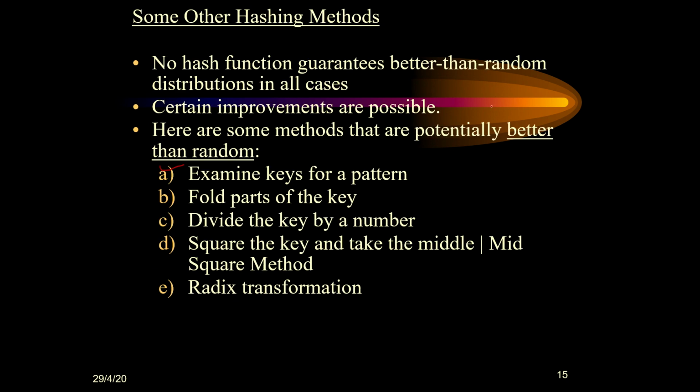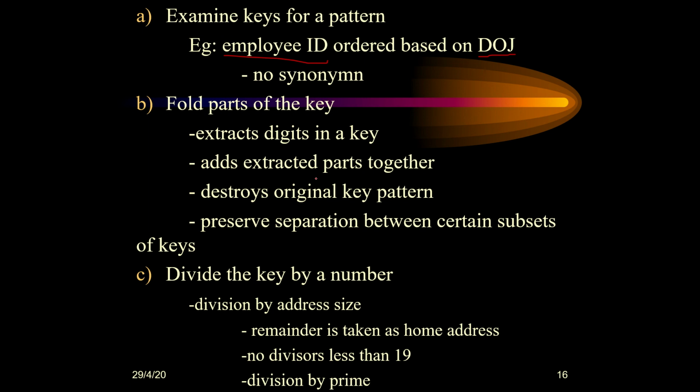And the second case is fold parts of the key. As we have seen before, fold parts of the key is nothing but cutting part of a key and adding it. The same technique is used here. We try to extract some digits of the key, which is converted into numeric as we saw in the previous algorithm, and then we add these digits and take the result as the home address, and we save our key into it. When we save by using this technique, we destroy the original pattern of the key, but in some cases this helps us distribute the keys successfully. So this can also be a technique which is used.